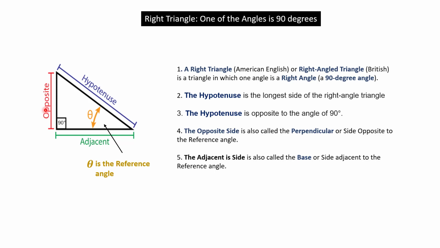And finally you have the adjacent. Now you understand what an adjacent is. The adjacent side is also called the base. And this side is adjacent to the reference angle. So the adjacent always lies along the reference angle. These are the points you need to note. Remember this terminology, because this terminology is the basis for trigonometry.